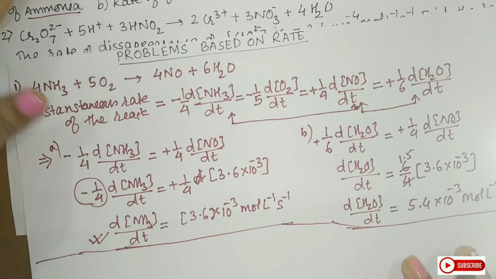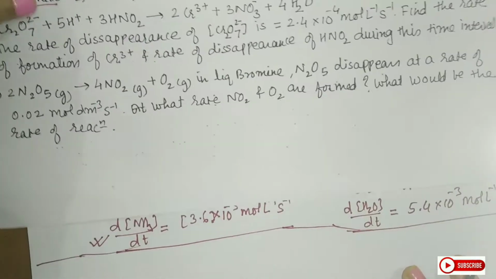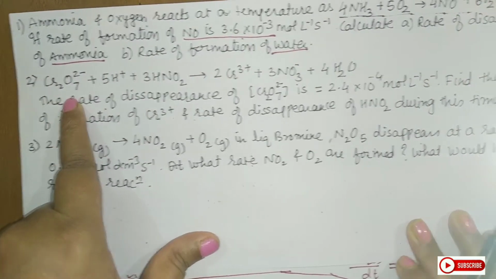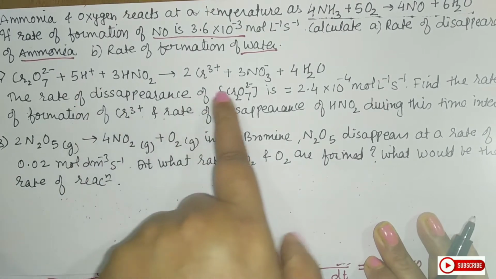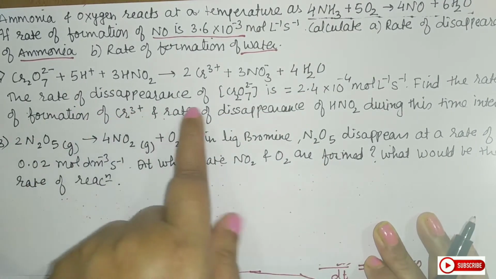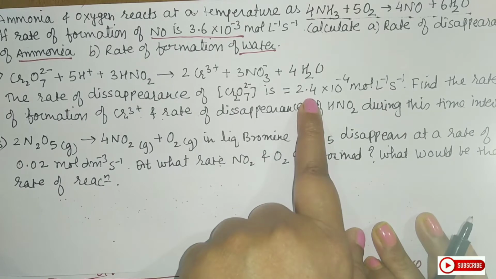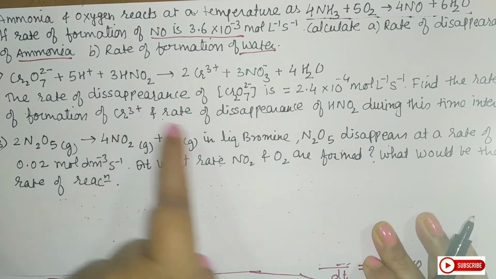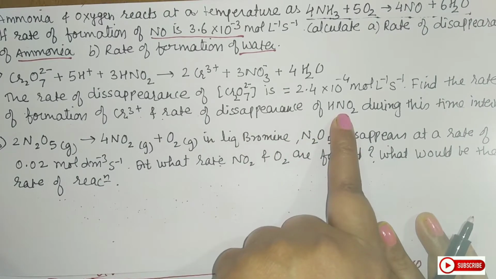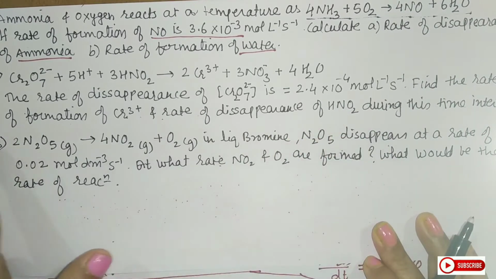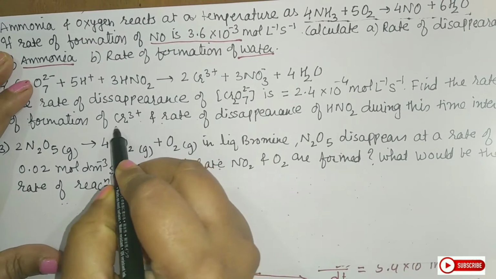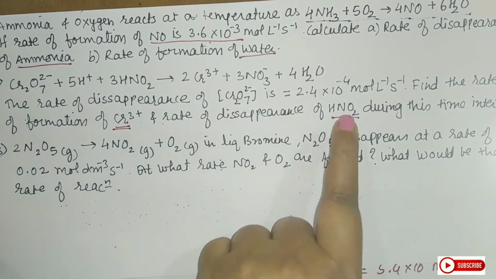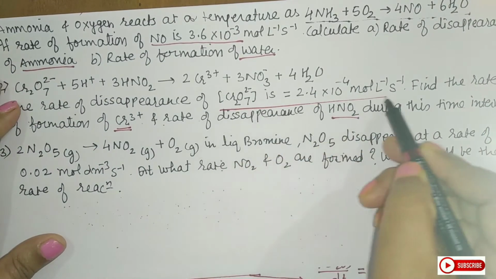So come to the second problem, what they have given. Now the second problem what you are supposed to solve is, this is a dichromate ion reaction in acidic medium. It gives this. The rate of disappearance of dichromate ion is given, and you have to find the rate of formation of chromium ion and disappearance of HNO2 during the interval. So you have to calculate two concentrations, that is chromium ion and HNO2 nitrous acid here through the dichromate concentration.